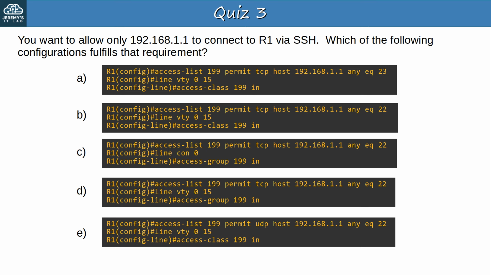The answer is B. SSH uses TCP port 22. You must configure the VTY lines, and you must use the access-class command to apply it to the VTY lines. Only B fulfills all of those requirements, so it is the correct answer. Okay, let's go to question 4.